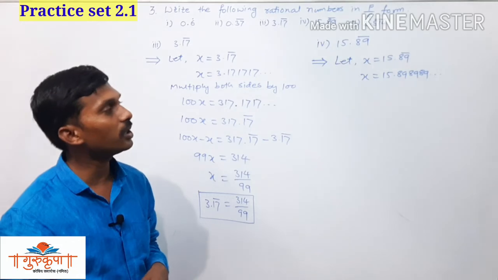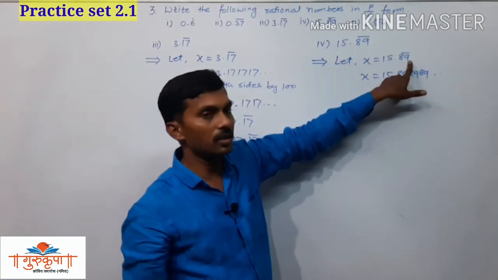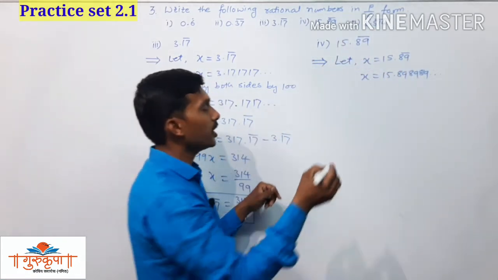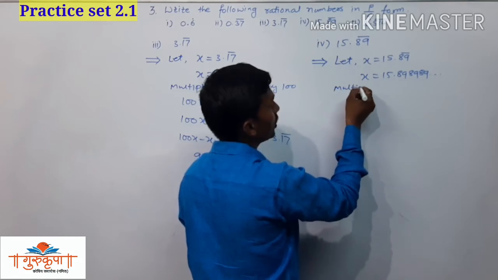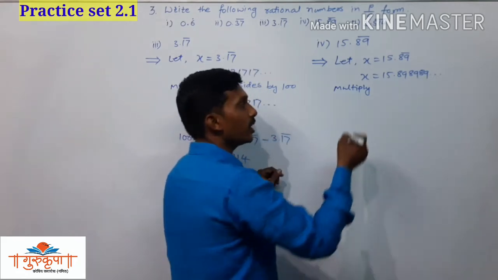Now multiply both the sides by 100. Why do we have to multiply both the sides by 100? Since a 2 digit number is recurring, we have to multiply by 100. So here we will get 100x. Directly you can write 100x is equal to 1589 point recurring 89.